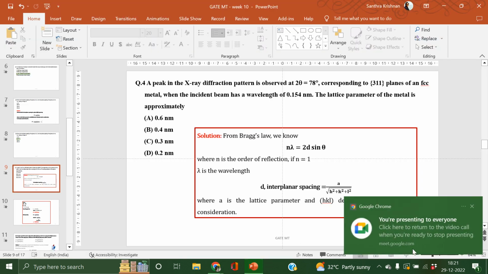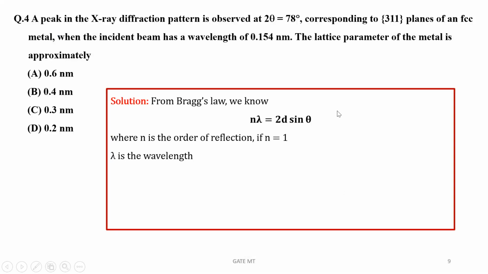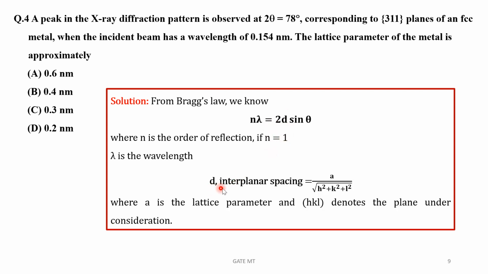Okay, since none are responding, I think I'll have to present the answer as well. First, from Bragg's law, we know that 2d sine theta is equal to n lambda, where n is the order of reflection, and unless otherwise mentioned, we always take the order of reflection as n is equal to 1. In this equation, what all is given to us? Lambda is given to us, sine theta can be found out. 2 theta is given, theta is then 39 degrees. If you substitute, you will get the value of d. And once you get the value of d, it can be substituted in the equation d is equal to a by root of h square plus k square plus l square, and you will get the value of a.